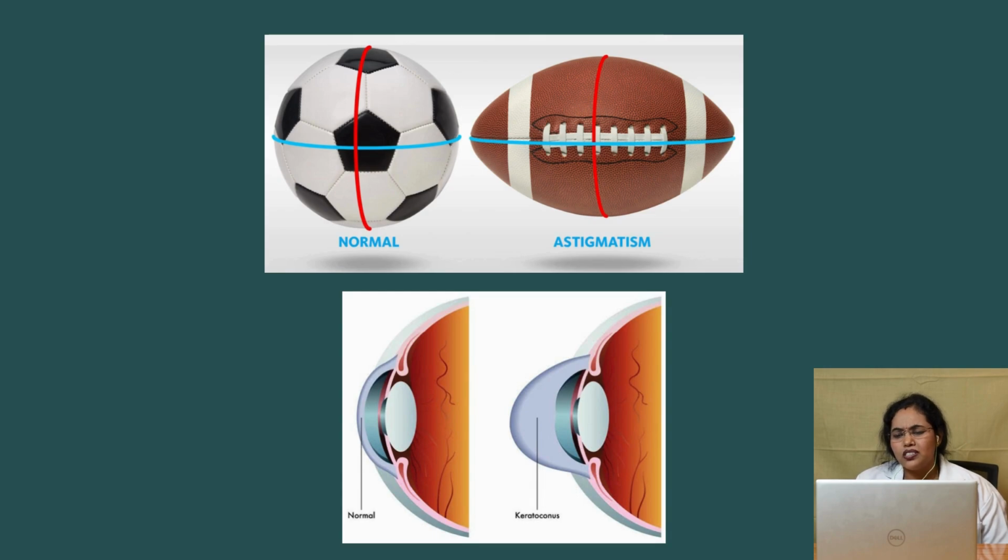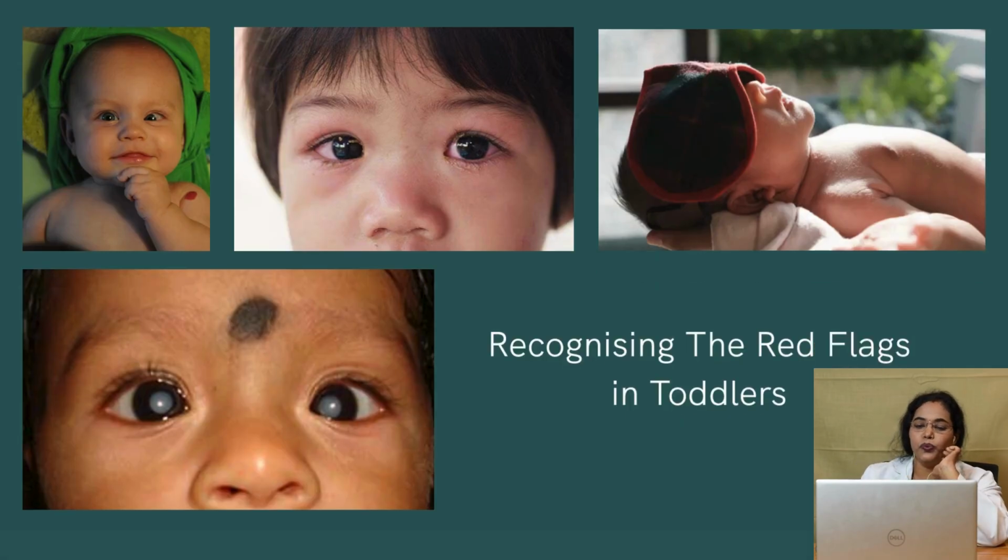So what causes this condition in the eye? Constant or frequent rubbing of the eyes causes the cornea to change its shape. Squeezing or squinting the eyes to see clearly also aggravates this problem. So if you see your child doing these things, please ask them to stop.